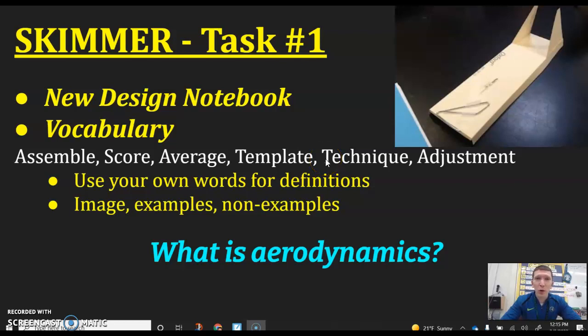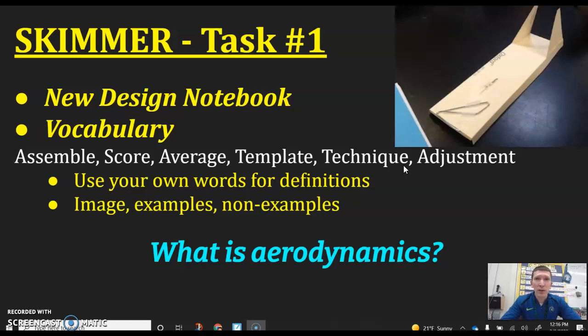This video is going to go over what you need to complete for task number 1. It is vocabulary definition. So you can see the 6 words here. I'll show it in the design notebook in a moment. But you need to use your own words rather than just copying and pasting from Google to come up with the definition, image, example, and non-example.